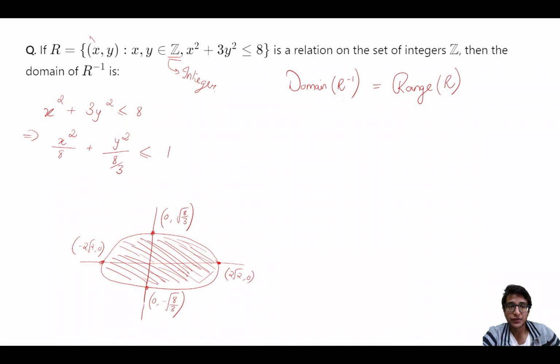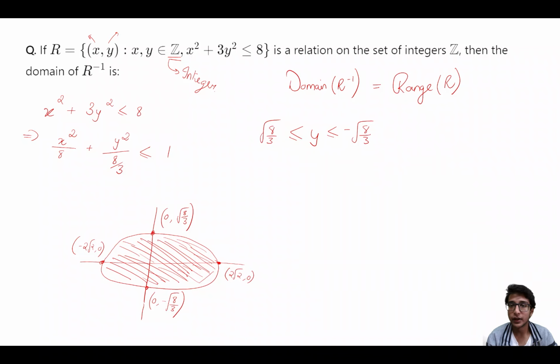Here, X is my first taken value. X is the values that are taken from the first set. Y is the values that are taken from the second set. So range is the values that are taken from the second set. And the values through which X can be mapped is my range, right? So from this diagram, what can I see? That my Y belongs from minus root under 8 by 3 to root under 8 by 3. So basically this becomes my range or my codomain. I can say this is my codomain. Now I need to convert this into range.